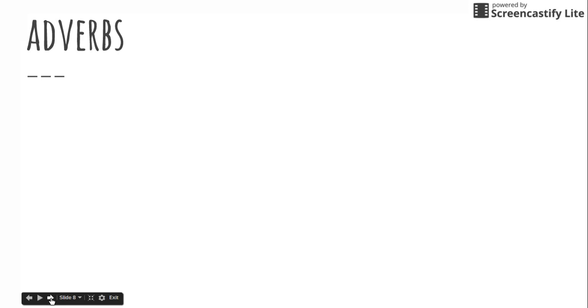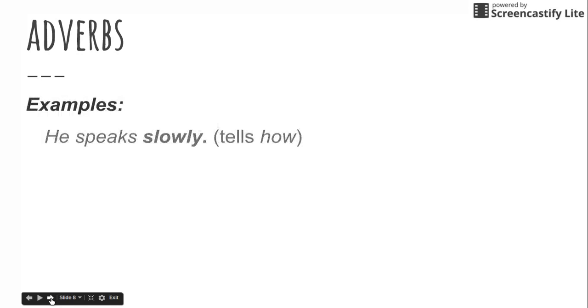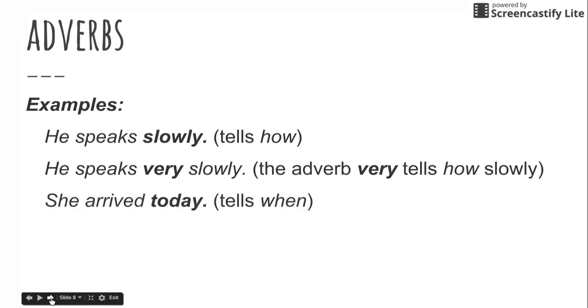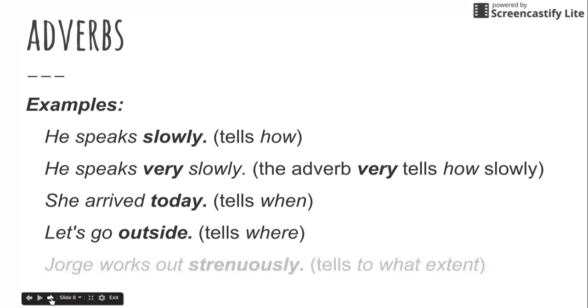So some examples. He speaks slowly. That one tells how, okay? He speaks very slowly. In this case, very is modifying the adverb slowly, so it's adding additional information. She arrived today, tells when something happened. Let's go outside. This one tells where. And George works out strenuously, tells to what extent.